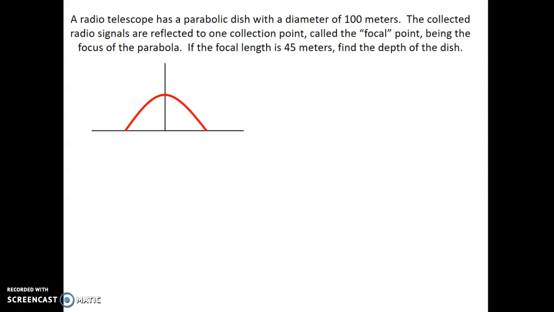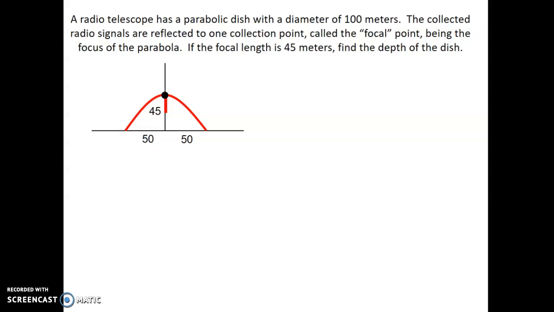So there's our picture again. We can start figuring out what our values are. So again, if the whole diameter of the dish is 100 meters, I'm going to divide that into two pieces, so 50 and 50. And the tricky part of this is this time it says the focal length is 45. That does not mean the vertex is 45. That just means the focal distance is 45. So that's the p-value. That 45 is the p-value.